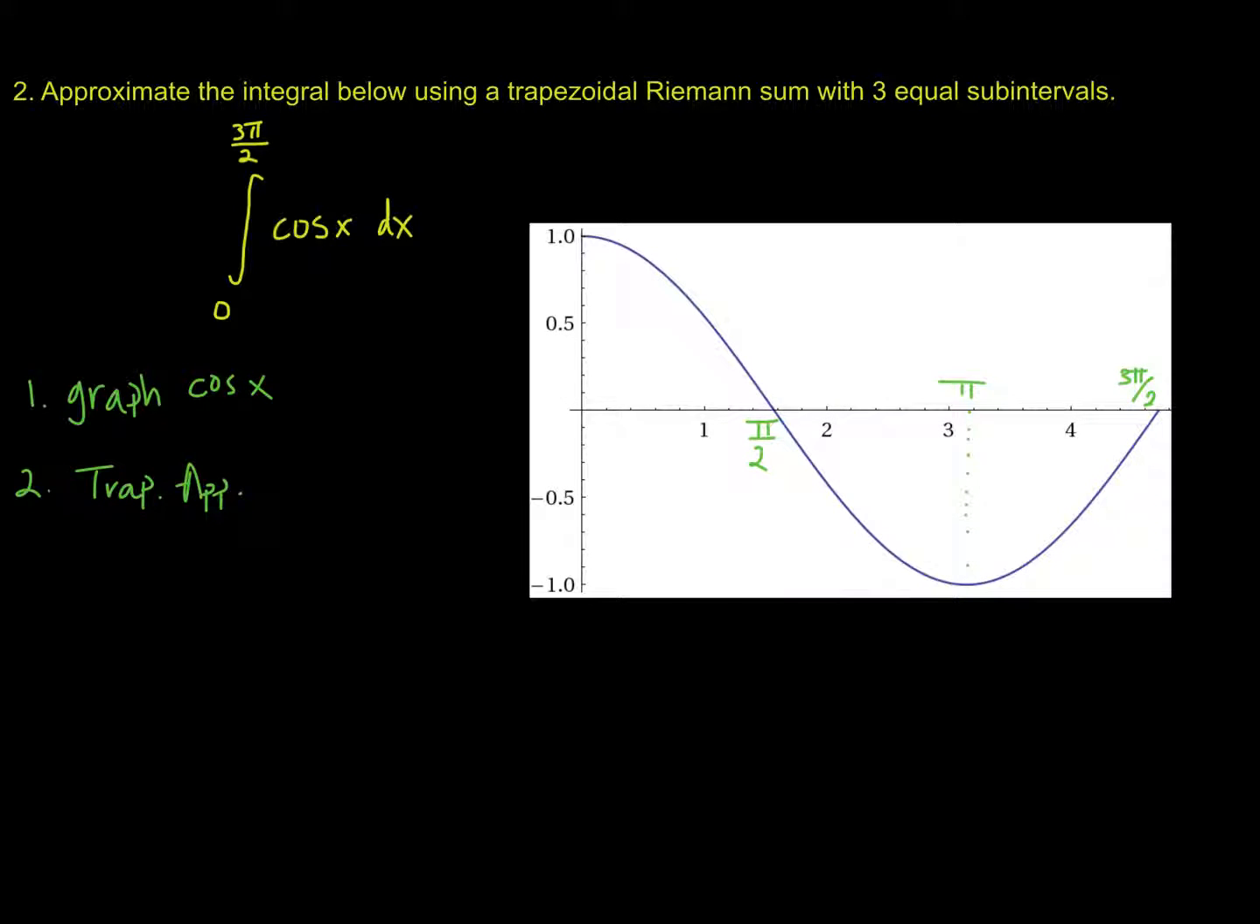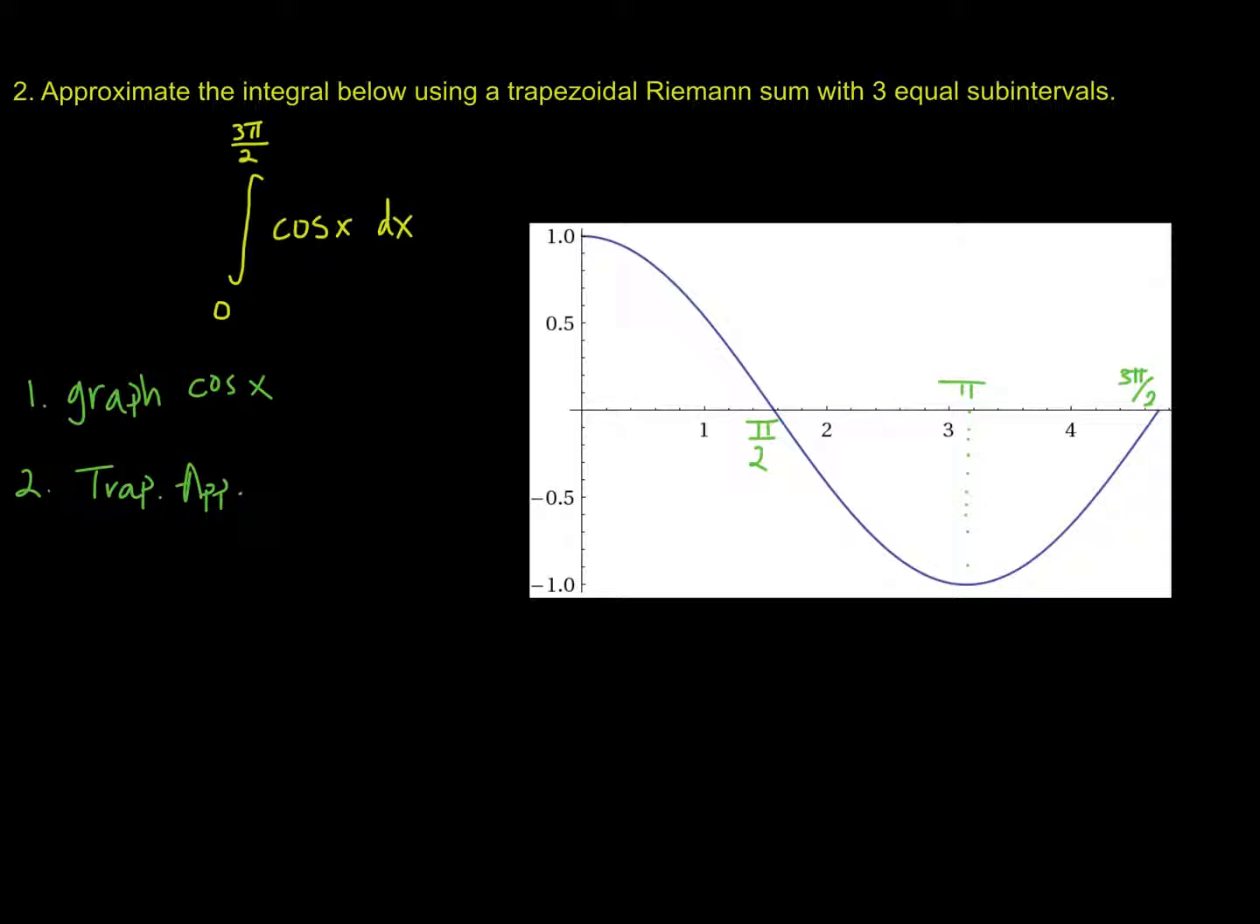All right, here's the graph. Make sure that you are labeling with your radian measure, because that's how you're going to break up your subintervals. You have an interval from 0 to 3 pi over 2, and so when you divide that by 3, each subinterval length will be pi over 2. So you go from 0 to pi over 2, then pi over 2 to pi, where cosine is at -1, and then from pi to 3 pi over 2, where it's at 0 again.